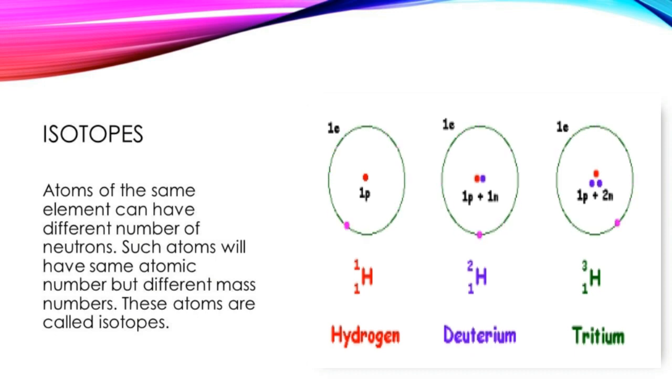So these are the atoms of the same element having the same atomic number but different mass numbers. So these are called isotopes.